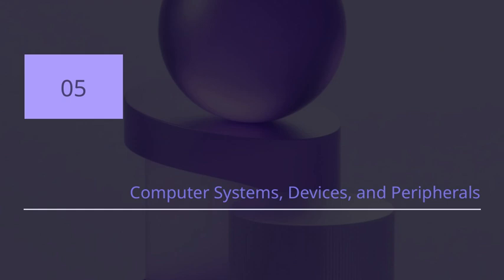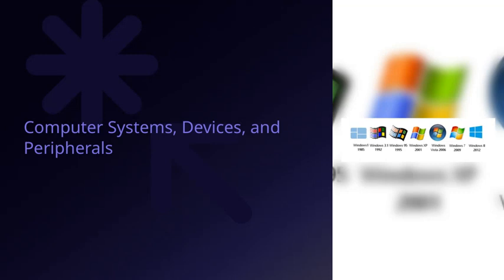These components work together seamlessly to perform a wide range of tasks, from simple calculations to complex data processing. Understanding how they connect and communicate is key to grasping how computers function as a whole. Remember, the efficiency and usability of a computer largely depend on the right combination of these systems, devices, and peripherals working in harmony. This connection highlights the importance of both internal hardware and external accessories in creating a complete computing experience.